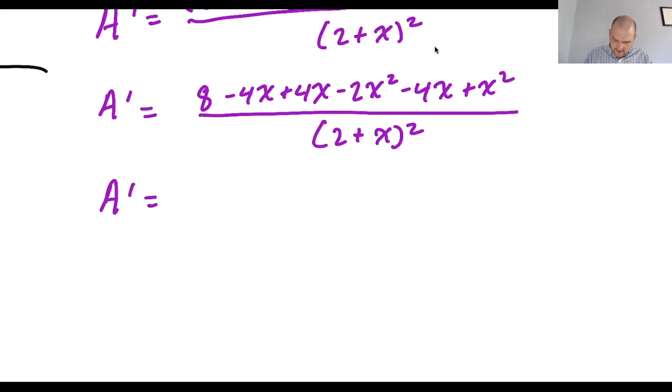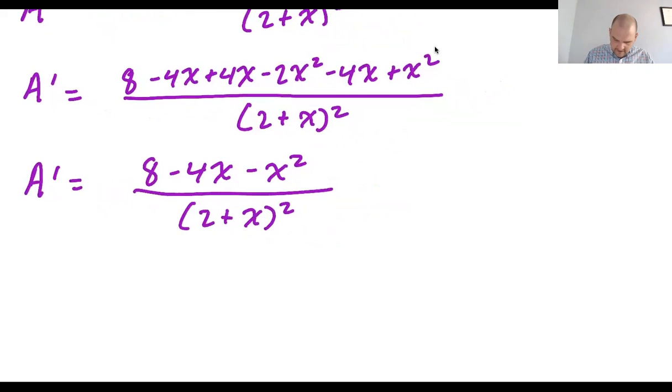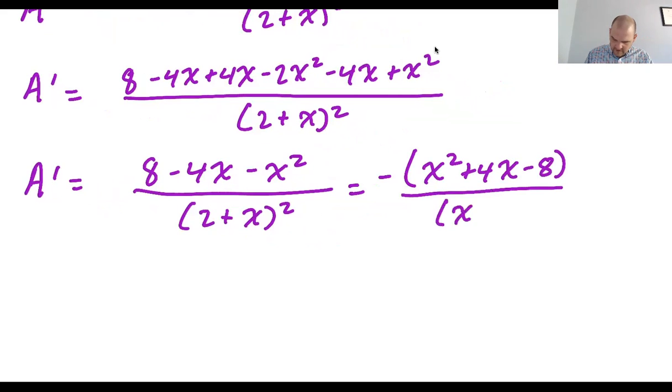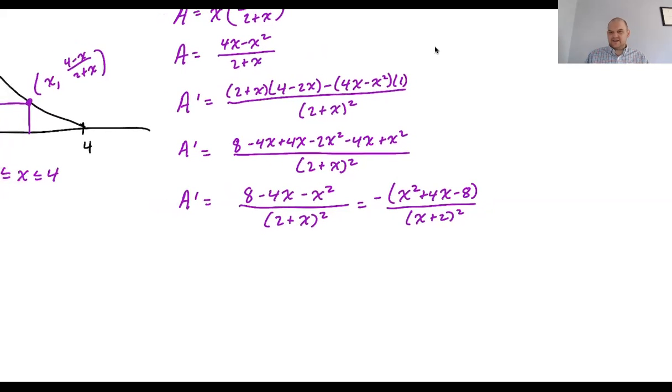A prime is, all right, so minus 4x, I think it's 8 minus 4x, and then minus x squared, which I hate, leading coefficients that are negative. I also am not in love with this 2 plus x that I keep writing in the denominator. So I'm going to take out a negative, make it x squared plus 4x minus 8 over x plus 2 squared. Okay, so that does not factor. But I can use a quadratic formula on it, or I could complete the square, whatever.